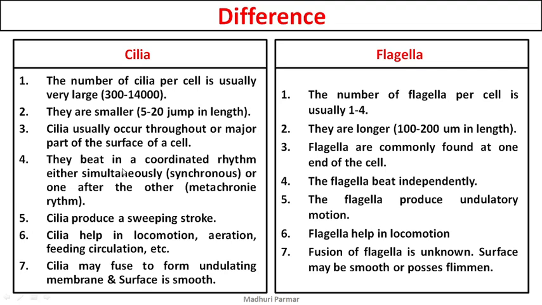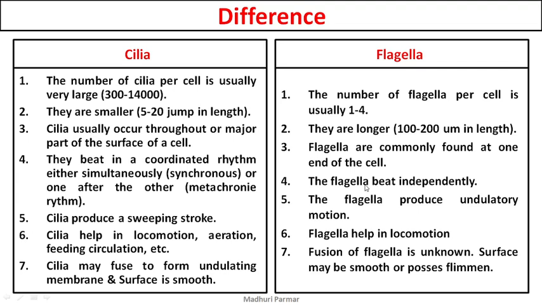Cilia can beat in a coordinated way. So all the cilia will be moving in a rhythm. This is called synchronous, from to synchronize. Or they can beat one after the other, like after one cilia or one region has already moved, then the next part will move. In such a way, it can show rhythm or it cannot show rhythm.